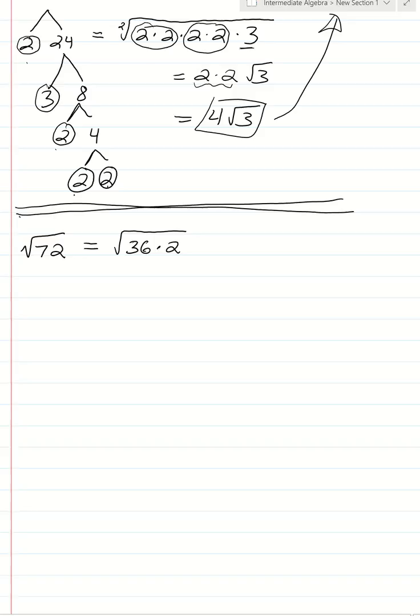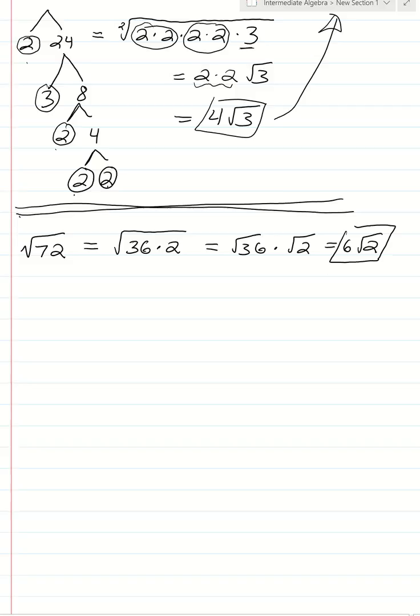And now we could use that property of multiplication, and I can now distribute that square root of 36 times the square root of 2. And the square root of 36, that's a nice perfect square. That would just give us 6, and the square root of 2 comes along for the ride. So our simplified radical is 6 square root of 2.